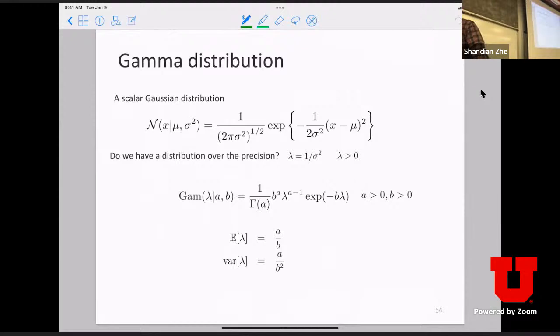So here are a few important properties of the gamma distribution. The expectation of your gamma distributed variable is A over B, and the variance is A over B squared. And if you take a logarithm of your random variable and take the expectation, now you will meet this digamma function again. It's the digamma of A subtracted by the logarithm of B.